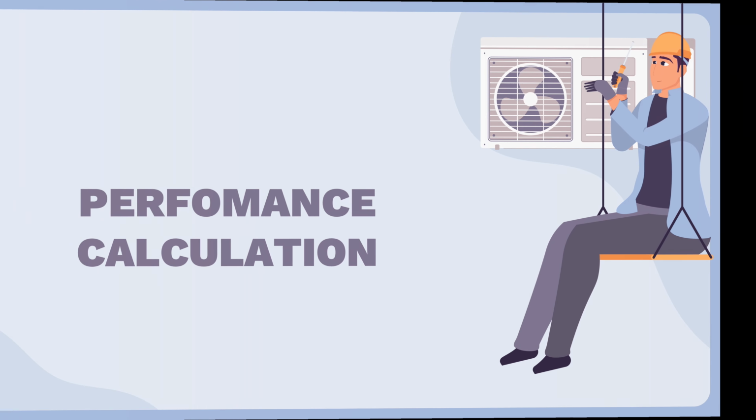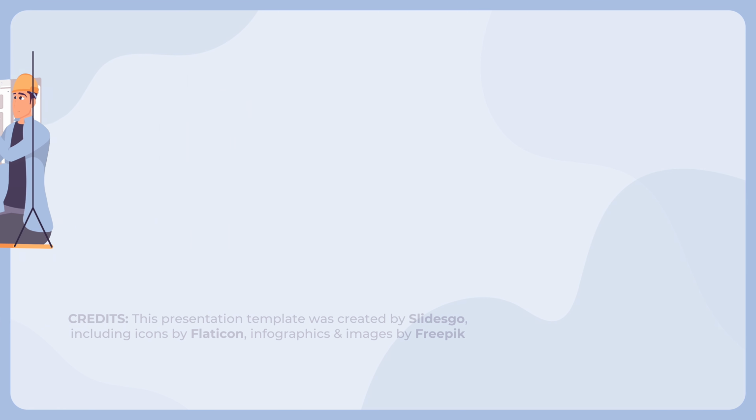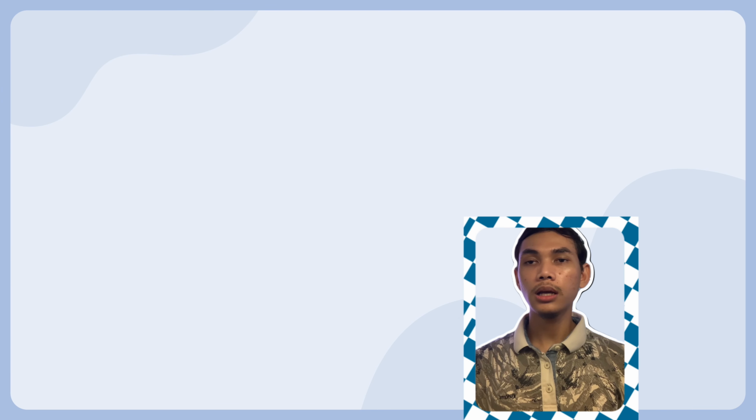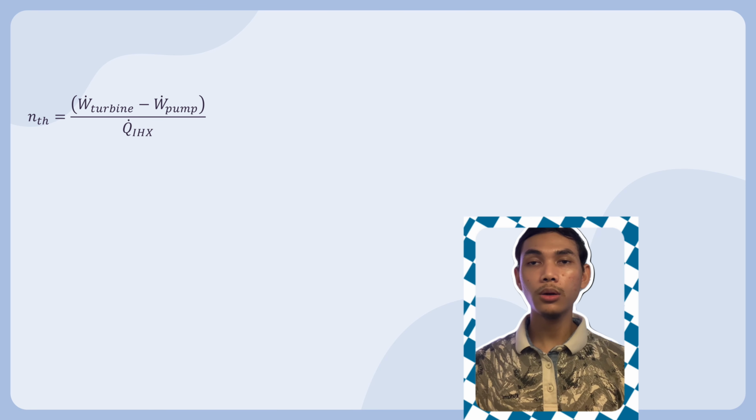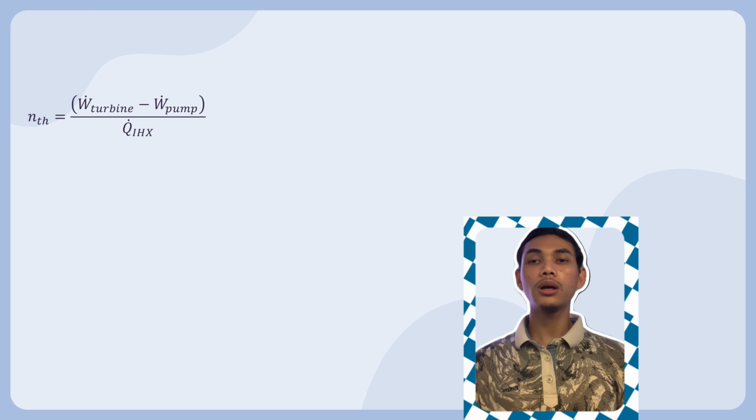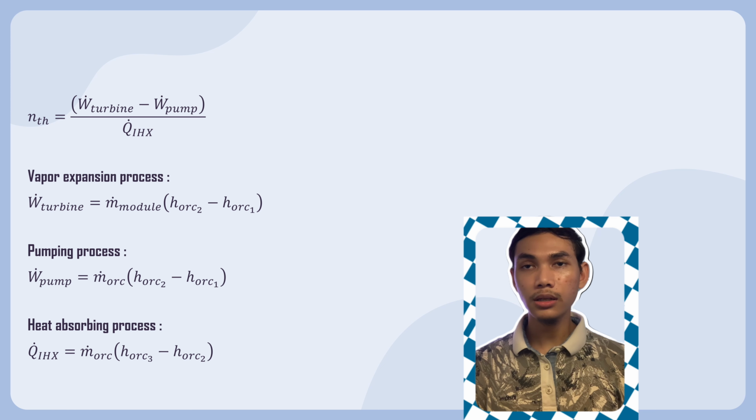Now I will present the performance calculation of the system. First and foremost, in order to develop thermodynamic models, the cycle is considered as steady state and will neglect the friction, also the heat losses to the surrounding. For the organic Rankine cycle, ORC, we could find the thermal efficiency by subtracting the work of the pump from the work of the turbine, divided by the heat transfer of the internal heat exchanger. We are using this equation to calculate the work output needed with the heat transfer of the internal heat exchanger.